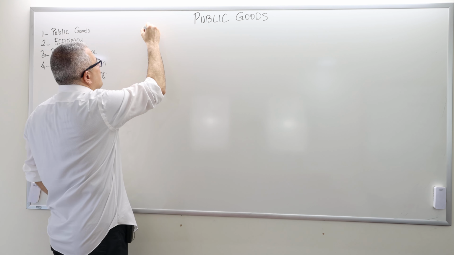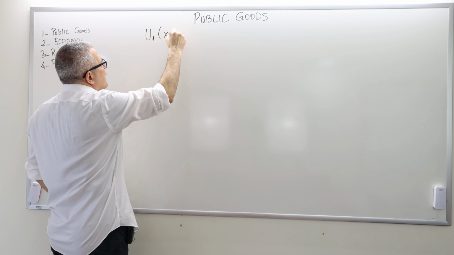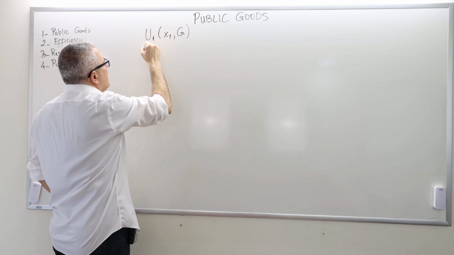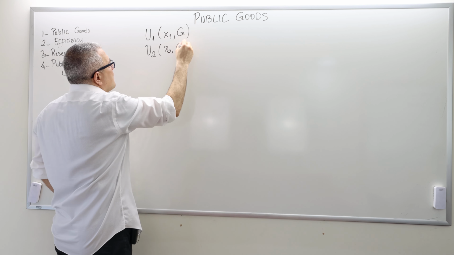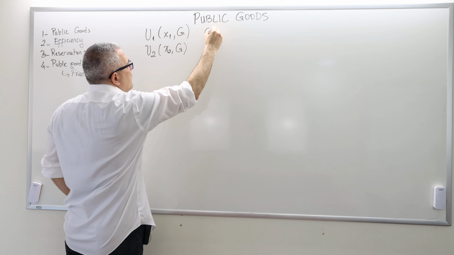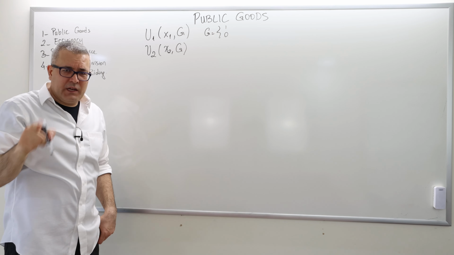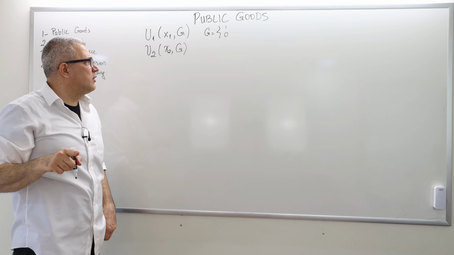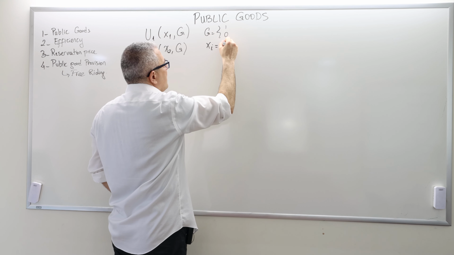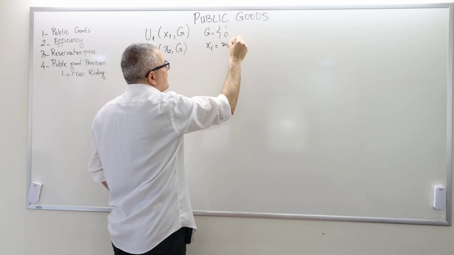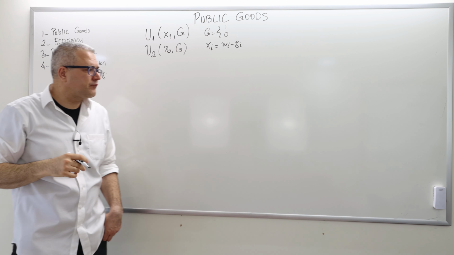So we had two agents, and these agents have utilities over their private consumption and whether there's a public good or not. All right, and there's also agent 2. So remember, G takes the value either 1 or 0: 1 if there is a public good and 0 if there is no public good. And X_i is basically their initial wealth minus how much they contribute. G_i is the amount of contribution.